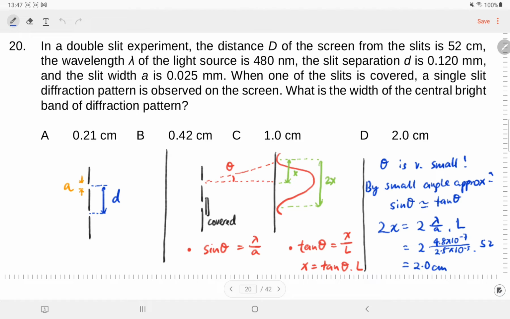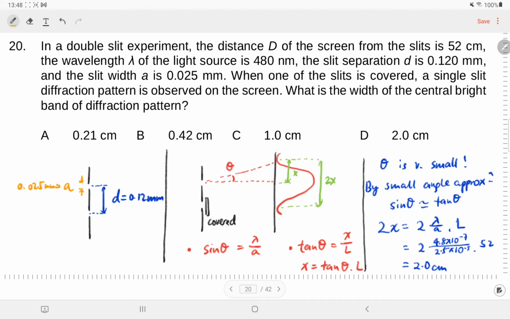The parameters: we have the slit separation, that is 0.12 millimeter. We also have the slit width, which is equal to 0.025 millimeter. In this question, we are trying to figure out the width of the central bright band, and that arises because we cover up one of the slits. So we actually do not need to use the slit separation. We only need to use the slit width. So the slit separation is actually redundant information.